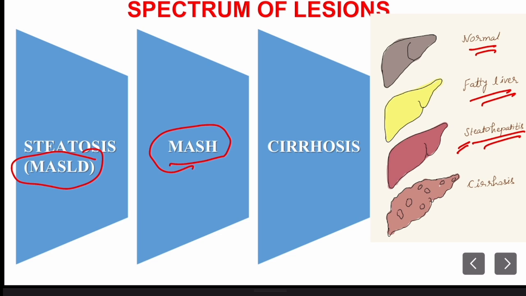Later on, when the fibrosis develops in the liver and it progresses to the final stage of cirrhosis, the liver becomes scarred, the outer surface becomes irregular, and the liver architecture is destroyed. So here we get a scarred and bumpy liver.